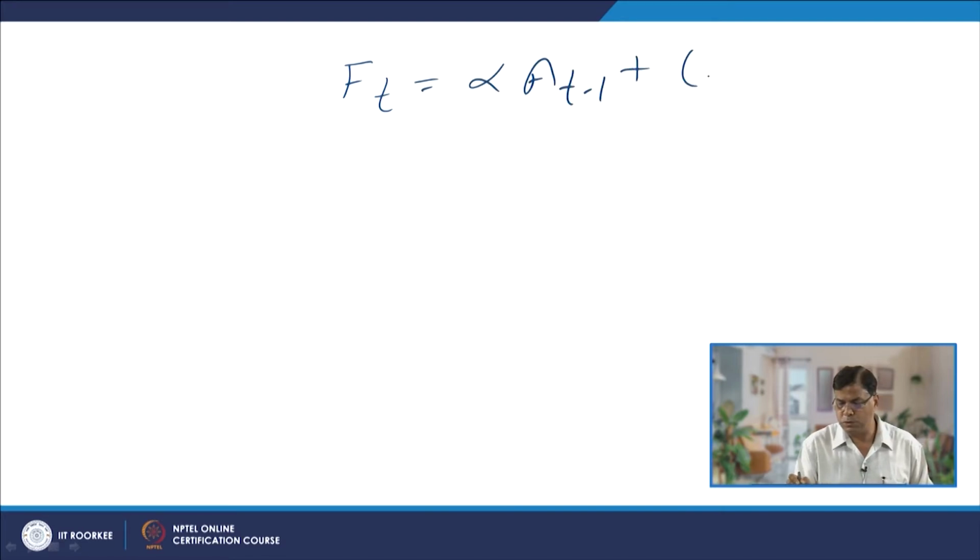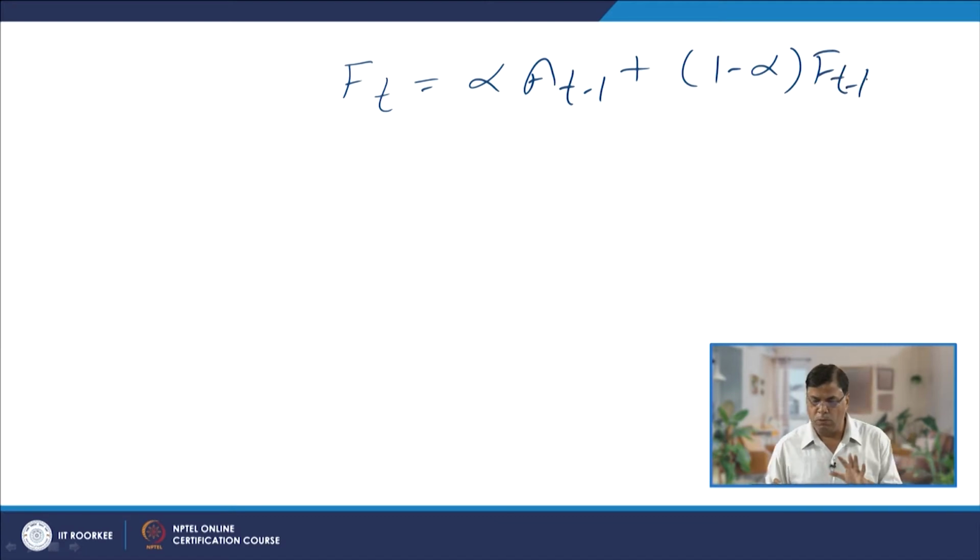If we want to use the data of the previous periods, then the weightage given to the demand of the further previous periods will be exponentially reducing, like here: F_t equals alpha A_(t-1) plus (1 minus alpha) F_(t-1). This is one equation.